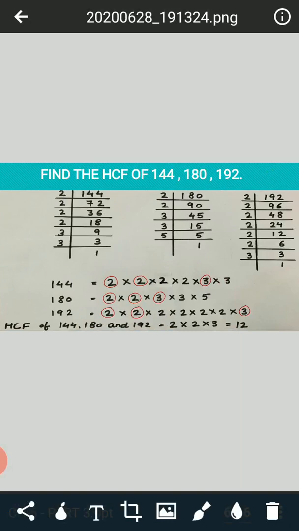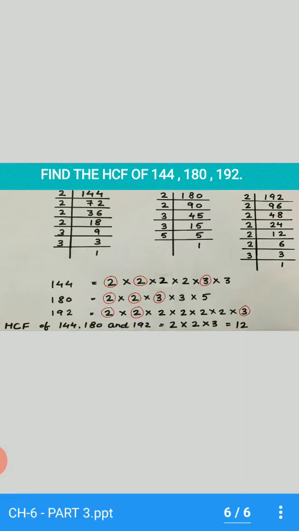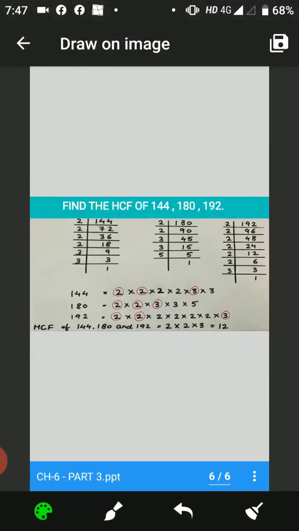Now we will find the HCF of 144, 180 and 192. For that, firstly you have to find the factors of 144. How to find? 144 is an even number, so you divide 144 by 2. You will get 72. Now 72 is again an even number, so again you divide it by 2. You get 36. 36 is again an even number, so you divide 36 again by 2 and you will get 18. 18 is again an even number, so you divide again by 2. You get 9. Now 9 is not an even number.